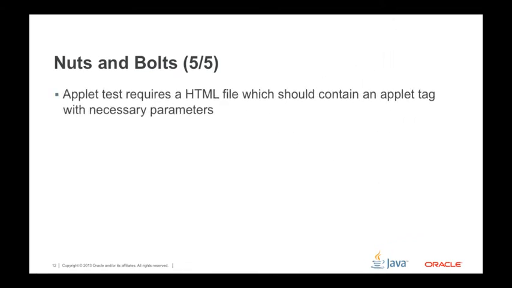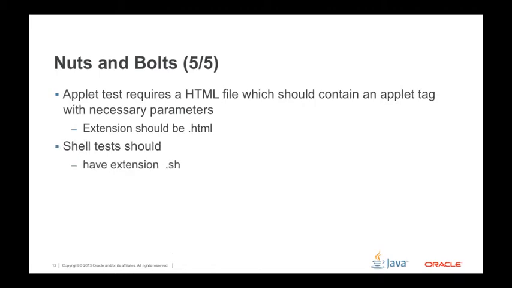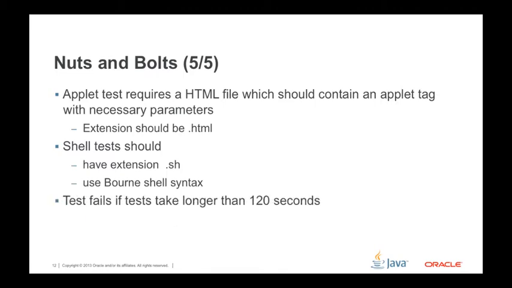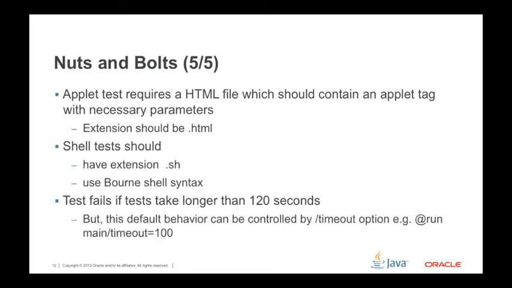An applet test requires an HTML file which should contain an applet tag with the necessary parameters. Note that the extension of the HTML file should be .html. A shell test should have the extension .sh and should use Bourne shell syntax. A test fails if it takes longer than 120 seconds. But this default behavior of JTREG can be controlled by using the /timeout option. Example, @run main/timeout=100.